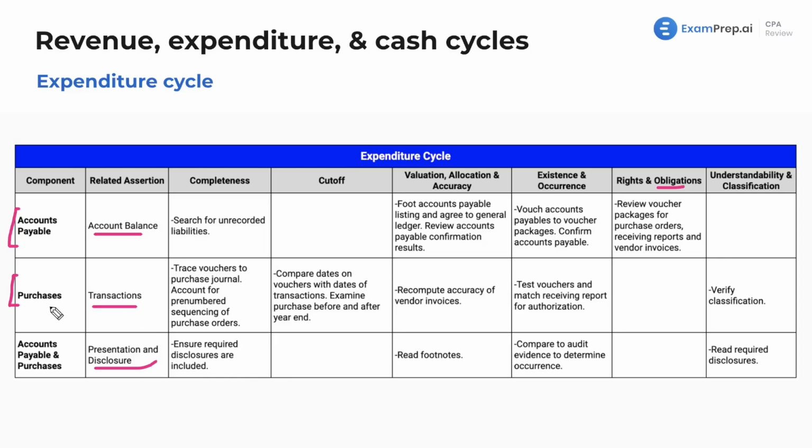Moving on down here, purchases are going to be on the income statement, whereas AP is balance sheet. For testing completeness on purchases, we're going to trace the vouchers to the purchase journal. We are going to account for pre-numbered sequencing of purchase orders. That's a great way to take into account the completeness. For cutoff, we're going to compare dates on the vouchers with dates of the transactions. And we are going to examine the purchases before and after year end. That is going to allow us to assess if they are in the correct period.